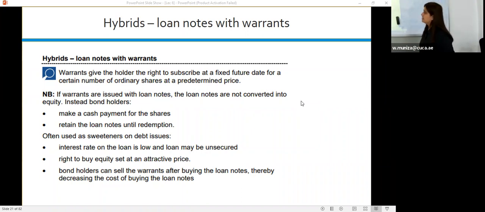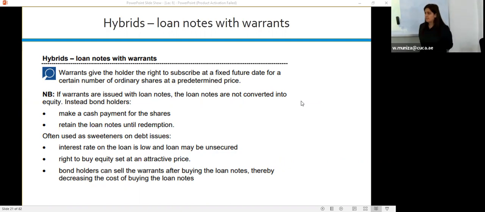Interest rate on the loan is low and the loan may be unsecured. The right to buy equity is set at an attractive price. And bondholders can sell the warrants after buying the loan notes, thereby decreasing the cost of buying the loan notes.